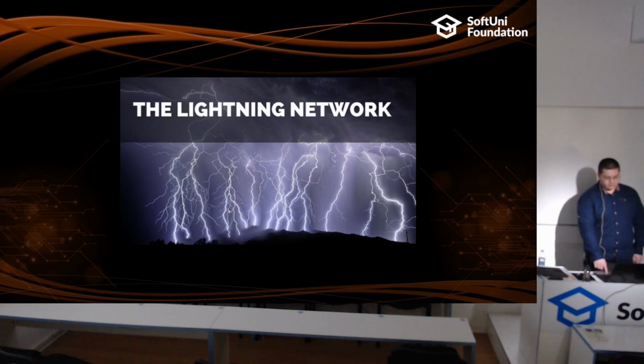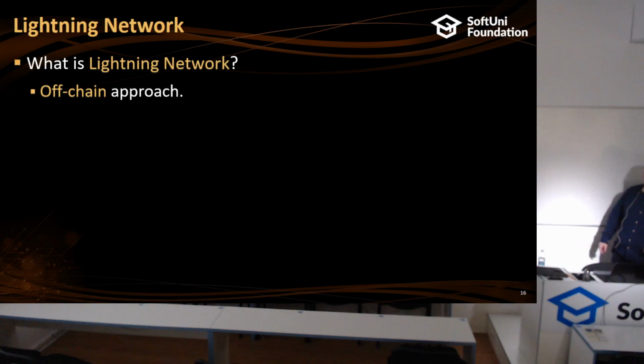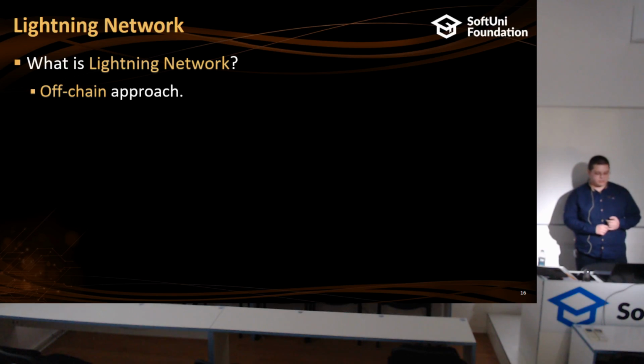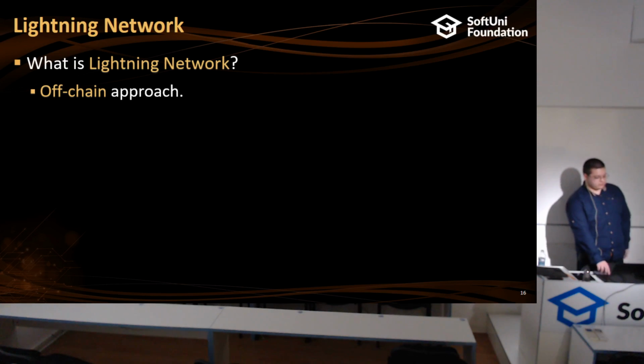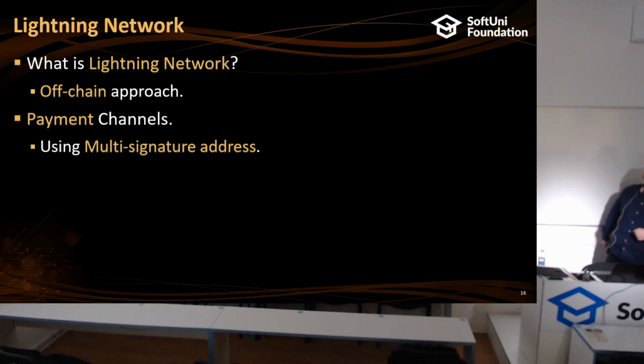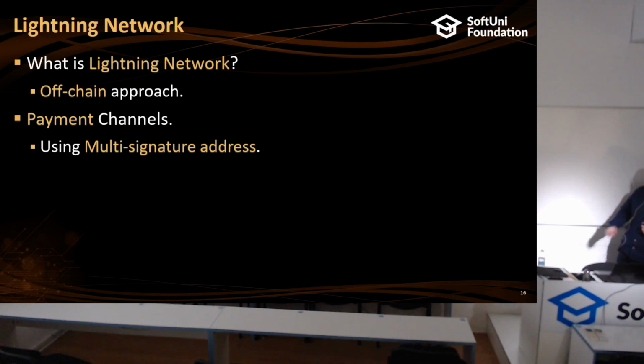So the first solution that we are going to talk about is the Lightning Network, and it is Bitcoin's solution. So what is the Lightning Network? The Lightning Network is pretty much an off-chain approach. It is often referred to as the second layer in the Bitcoin system, and the idea is that your transactions won't actually go through the main network, and will go off-chain. So how is this achieved? Basically, this is achieved using something called payment channels that use a multi-signature address, and I can't really explain how this works without drawing, so I will draw you a picture.